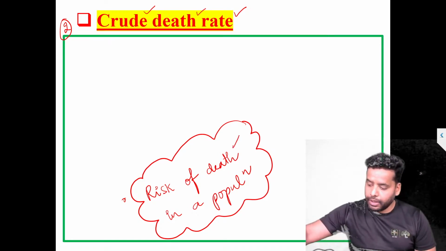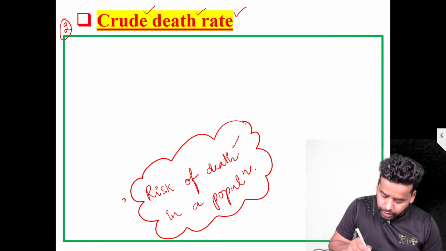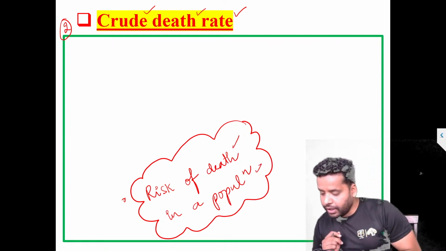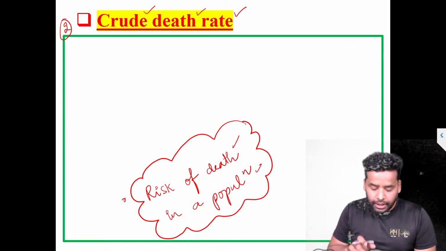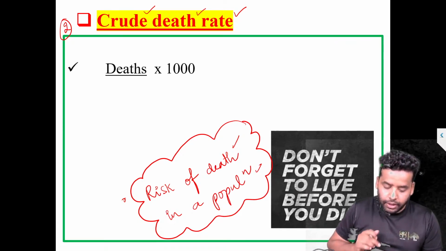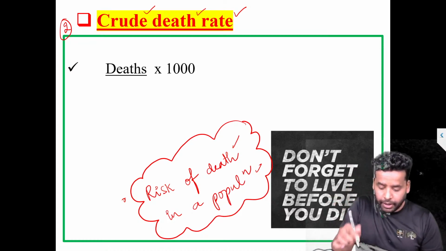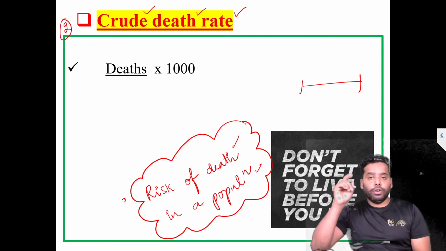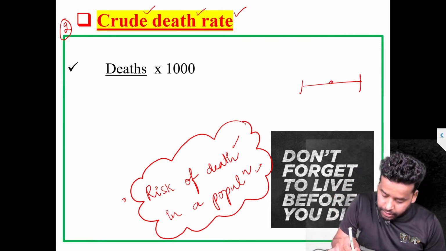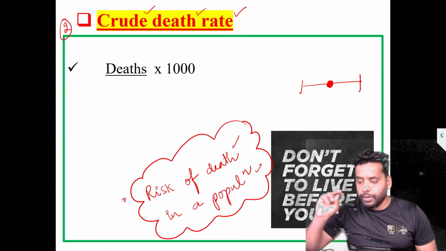What will be the denominator? Deaths in 1 year. Okay, good. Population. What population, if I take deaths in the numerator? Deaths during 1 year I am taking. So what should be the denominator? That should represent that year properly.